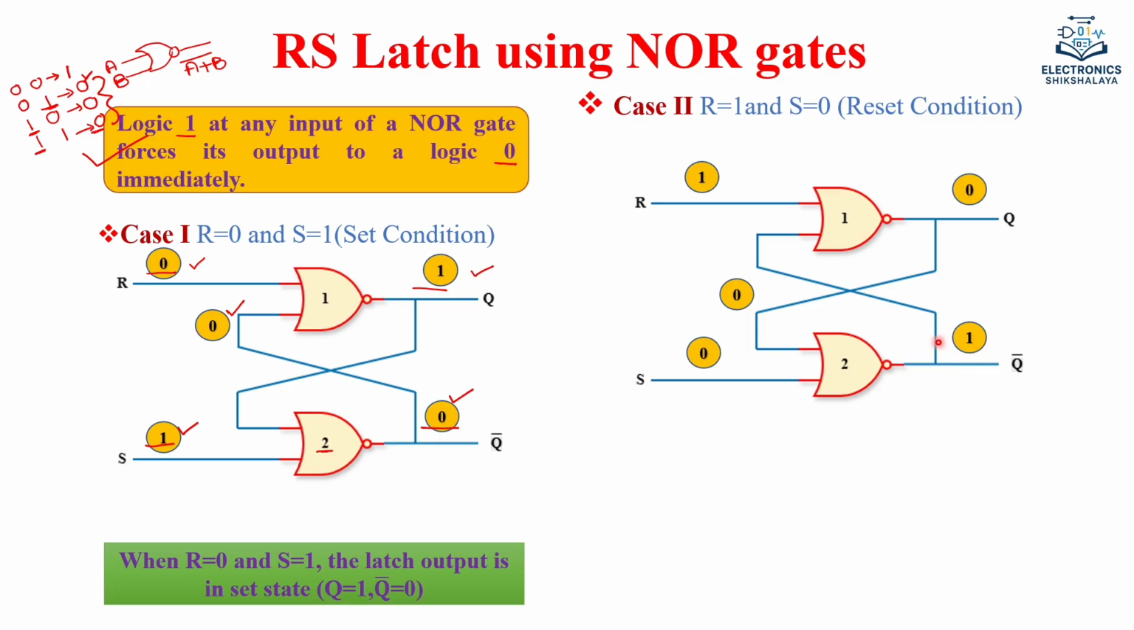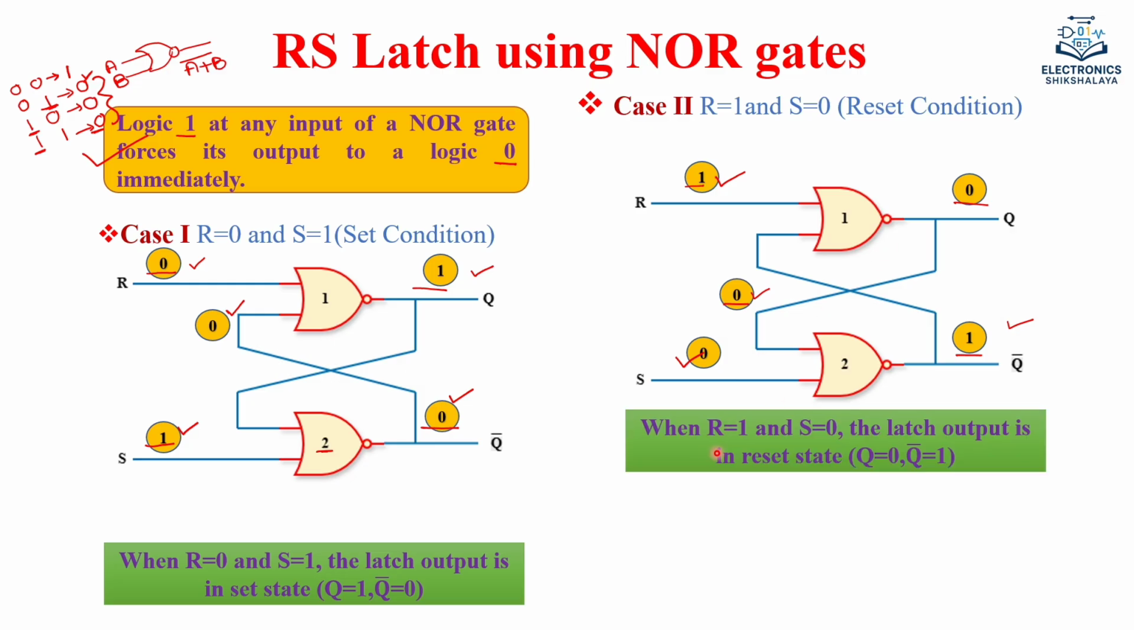Let us see once again. We are applying the value R equal to 1 and S equal to 0. If any input of the NOR gate is 1, the output is 0. So this 0 comes over here. So 0, 0, the output will be 1. This is called the reset condition because Q equal to 0. So the active high value of R will reset the latch. The latch output is in the reset state when R equal to 1 and S equal to 0.